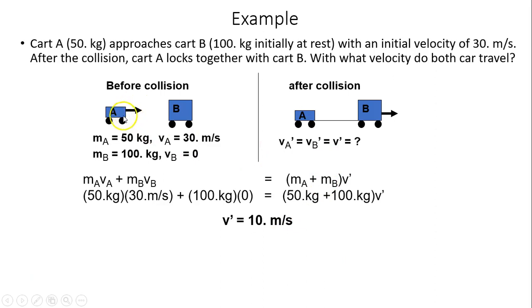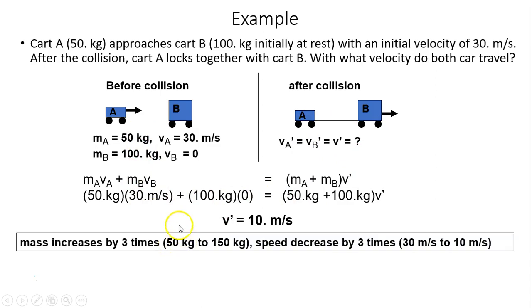As you can see, before it was 30 meters per second, but when it locks with the second car, together they travel slower. That is because the total mass that moves has changed. Mass before was only 50. Now the total mass moving is 150. So the mass tripled, therefore the speed has to decrease by 3 times because total momentum is conserved.